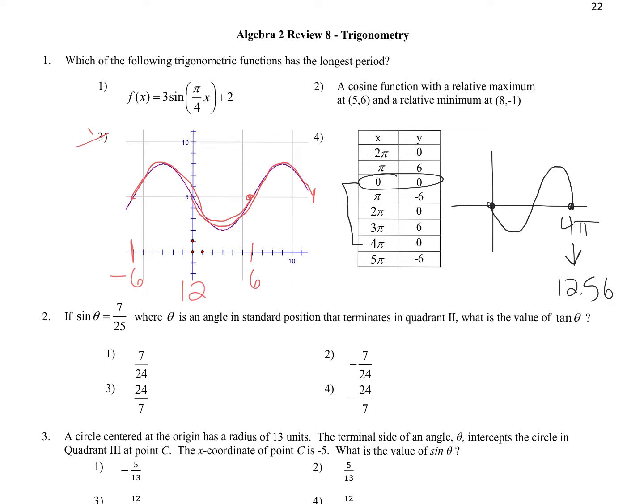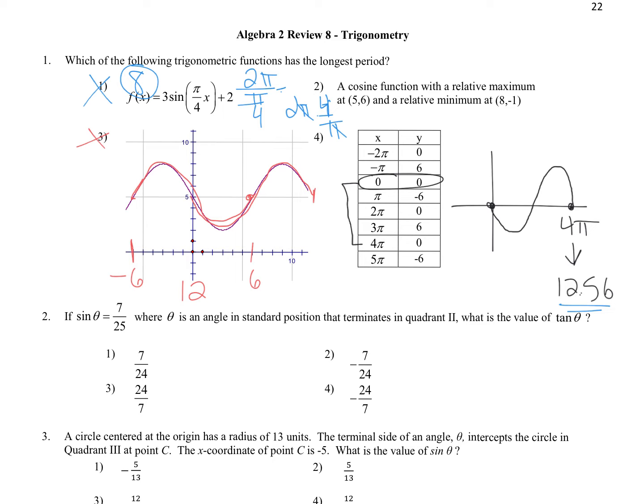For number 1, I can use the period formula. So that formula is 2 pi over b. In this case, b is pi over 4. So that's going to be 2 pi times 4 over pi. Pi's cancel, so this one has a period of 8. Okay, so right now it looks like this one is still winning, so we're going to cross out number 1.